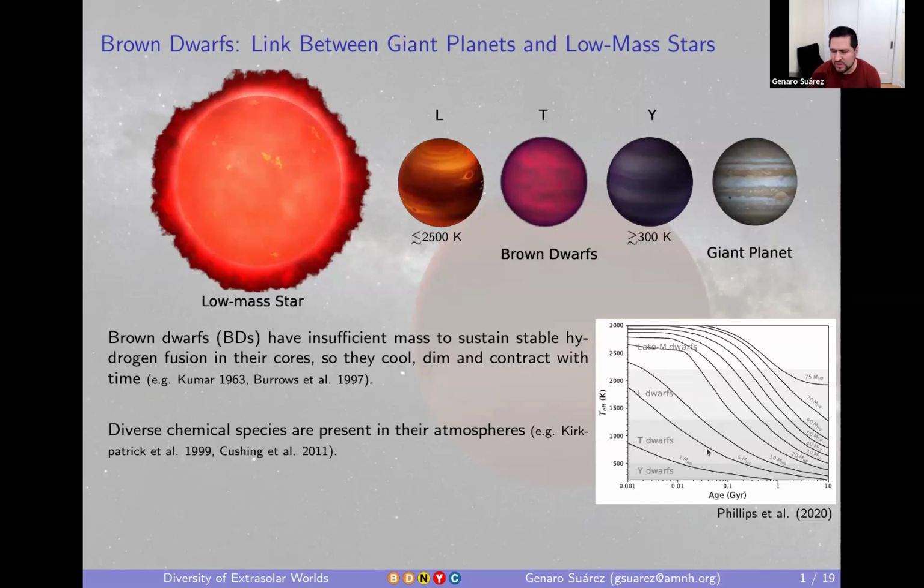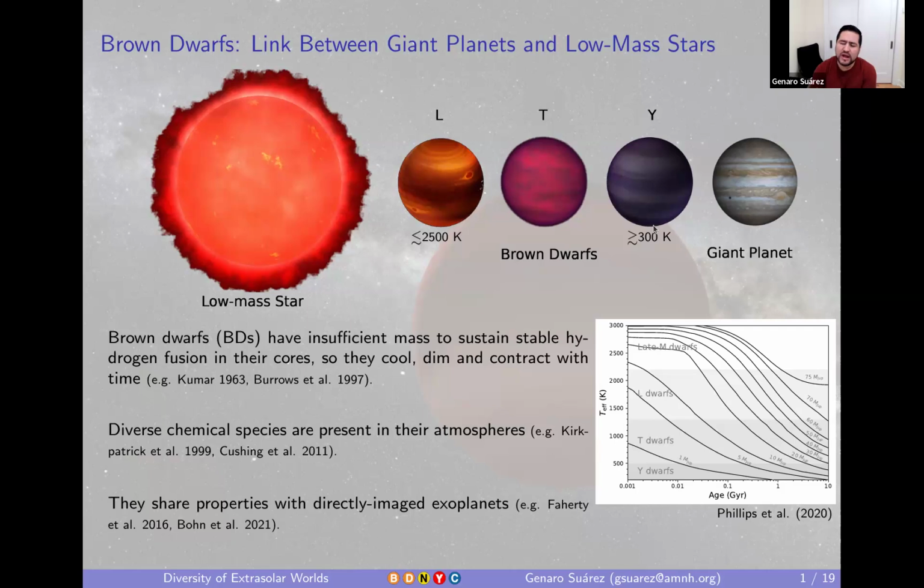Also, as a consequence of this evolution, diverse chemical species appear in the atmosphere of brown dwarfs. For example, water, methane, ammonia, and silicate molecules. And these molecules allow us to classify brown dwarfs into different categories: L types for the warmest brown dwarfs, T types for cooler objects, and Y types for the coldest known brown dwarfs.